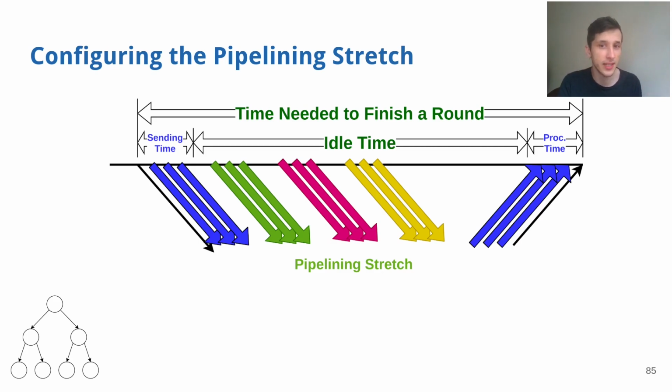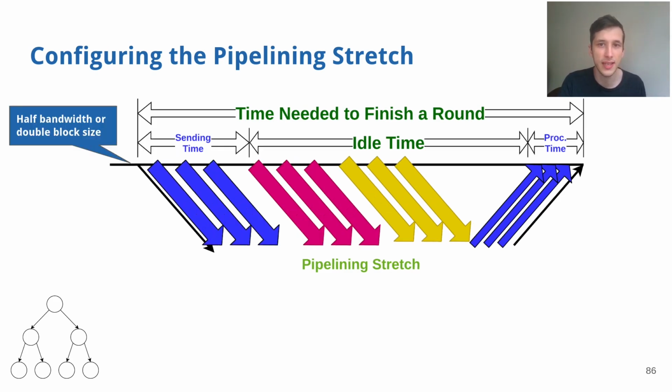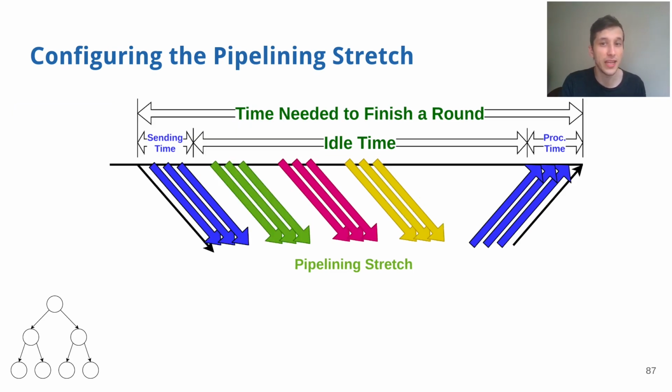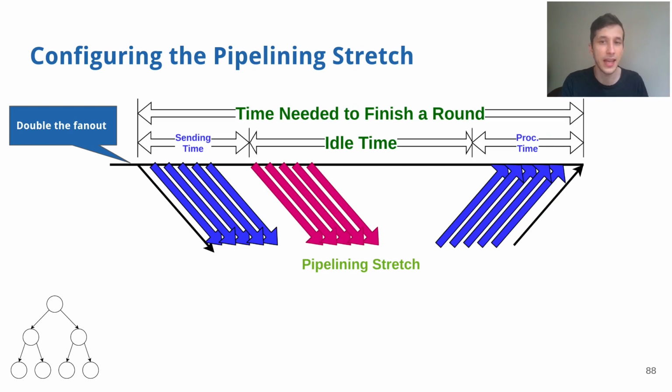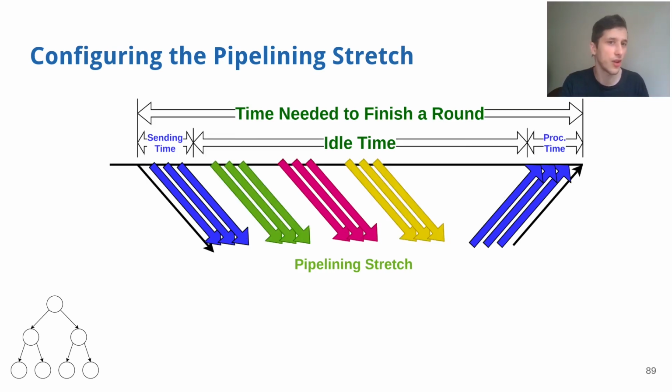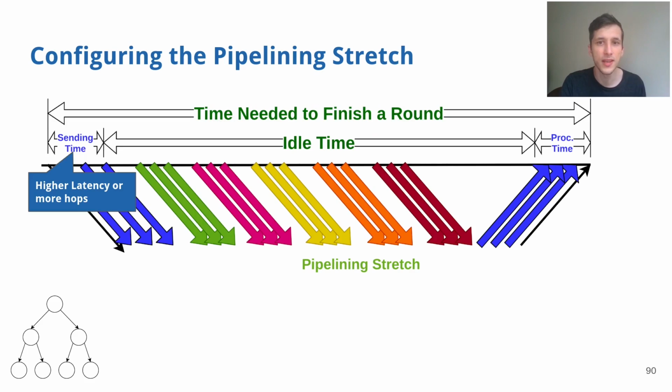First, when decreasing the bandwidth or increasing the block size, this results in double the sending time, which proportionally decreases the idle time and results in a lower pipelining stretch. Similarly, if we increase the fan out, this will lead to an increase of both the sending and the processing time, and inherently again reduce the pipelining stretch even further. However, with increasing round-trip latency or more hops, the total time increases, and the idle time proportionally makes up a bigger share, which also allows us to increase the pipelining stretch.